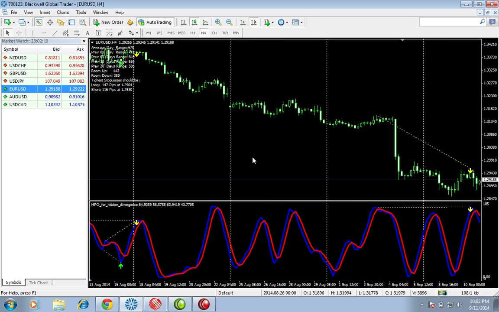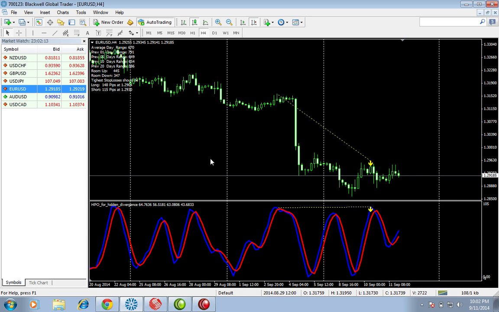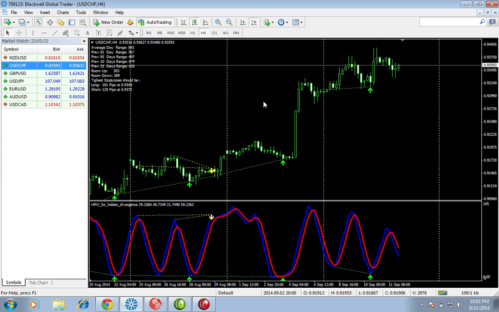Now, what is the entry point when you see hidden divergence? When exactly should you trigger that trade? Now, in creating a trading system, you need an entry and you also need an exit. So I'm going to start with the entry first. I'm going to take one example, very typical of what I want to explain.